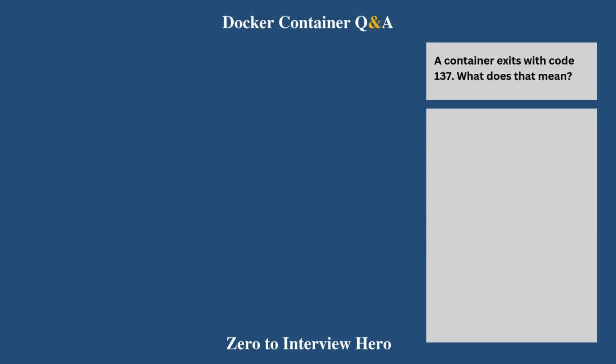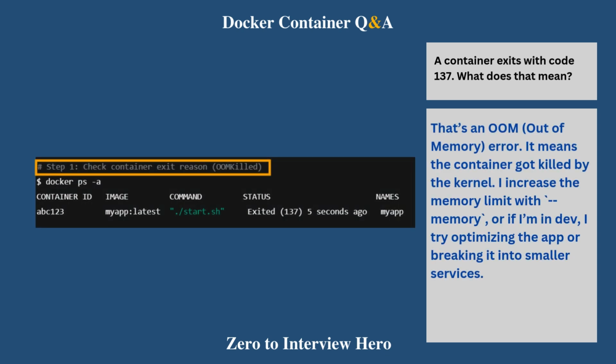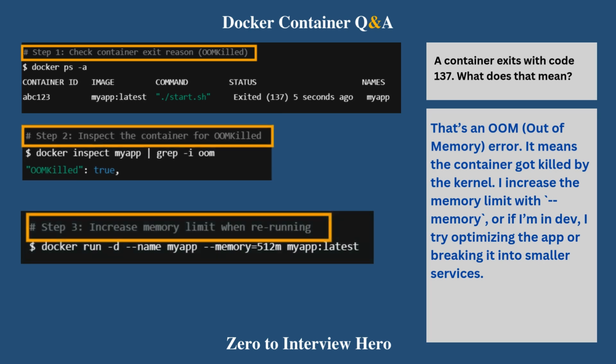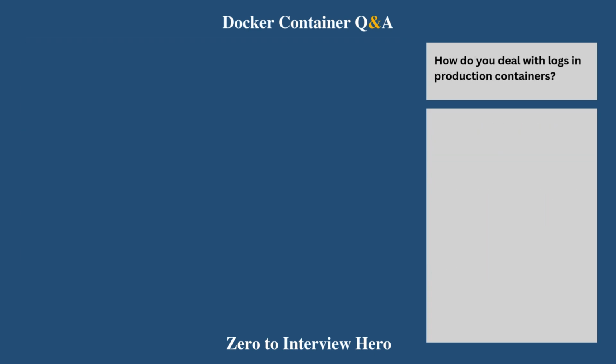Moving on with our next question. A container exits with code 137. What does that mean? Here's how you can respond. That's an out of memory error. It means the container got killed by the kernel. I would increase the memory limit with --memory, or if I am in dev, I try optimizing the application or breaking it into smaller services.